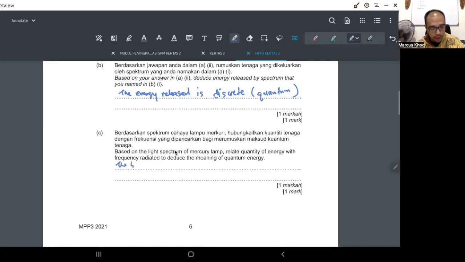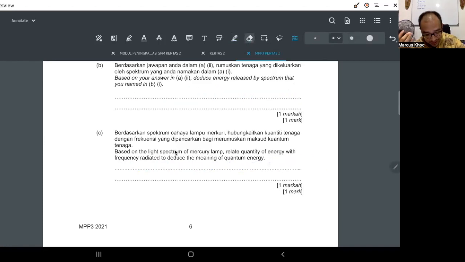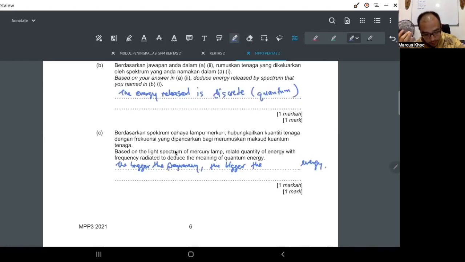So the bigger the frequency, the bigger the quantity of energy. That's the relation. Sorry, I said quantum energy, sorry, quantity of energy. The bigger the frequency, the bigger the quantity of energy.